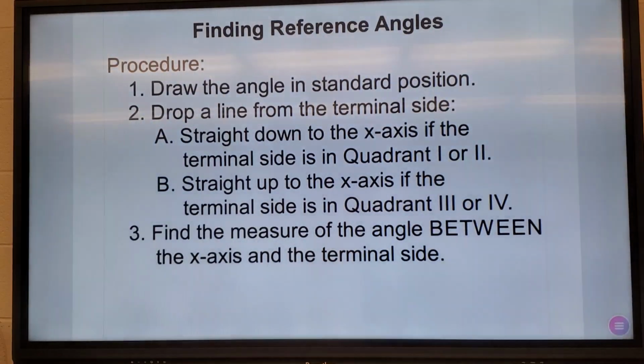Okay, and then step 3, you're going to find the measurement of the angle between the x-axis and the terminal side. Okay, you're going to use a lot of 0 degrees, 360 degrees, and 180. You will never use the angles of 90 degrees and 270 degrees, because those are the ones that are falling on the y-axis. We are focused solely on the x-axis.